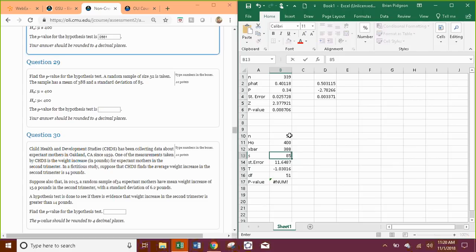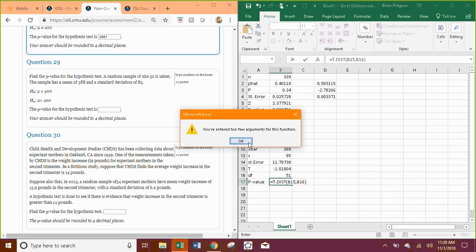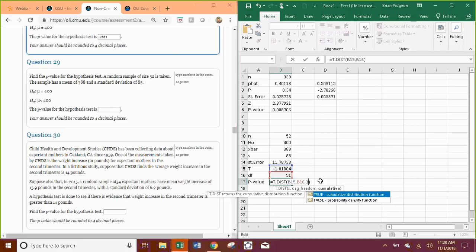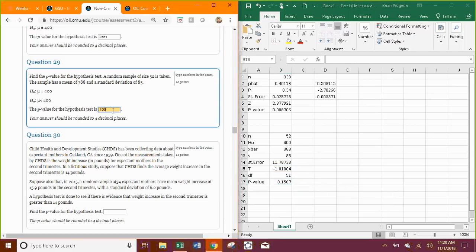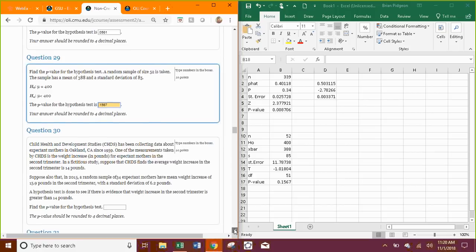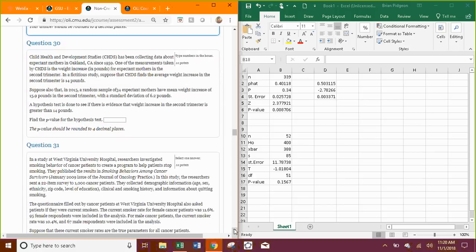Sample size, mu is still 400. Sample size is 52. X bar is 388. S is 85. And we want a T dot dist dot LT because the alternative hypothesis of number 29 is less than. So T, comma, degrees of freedom. 0.1567.